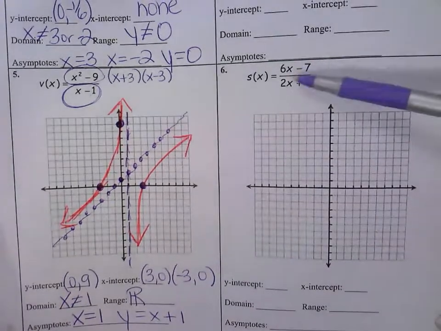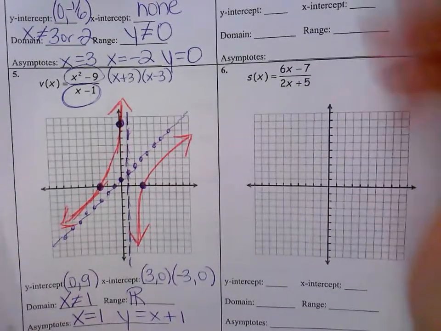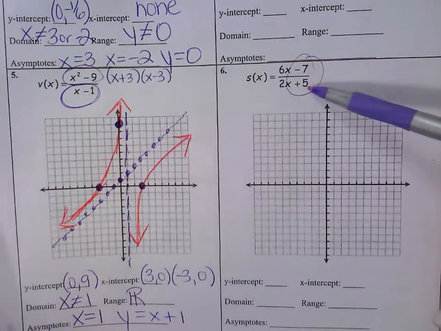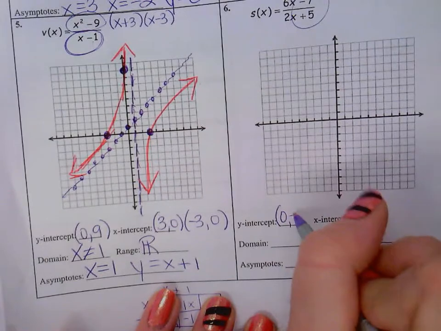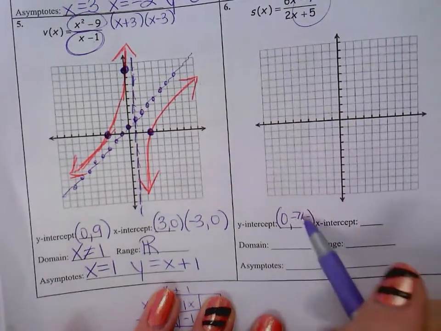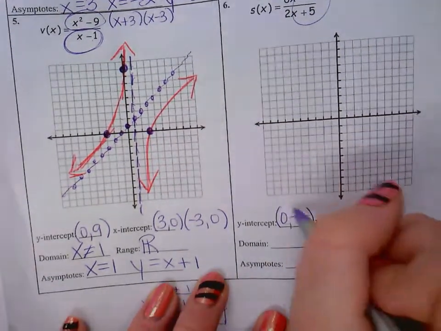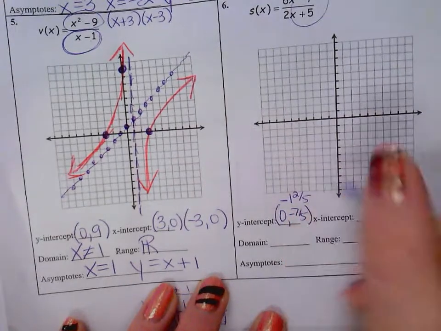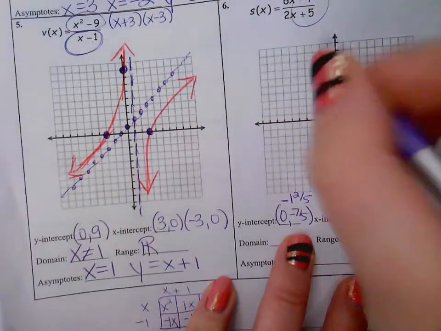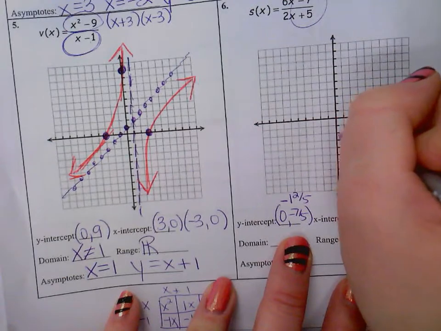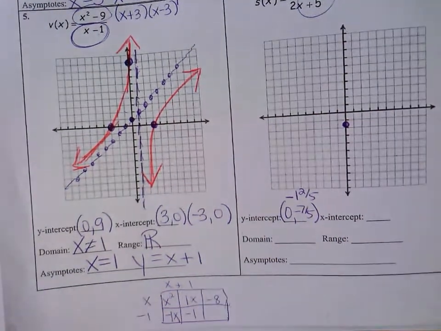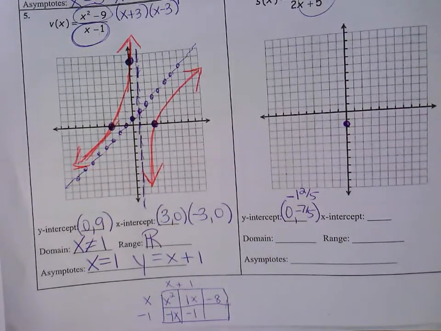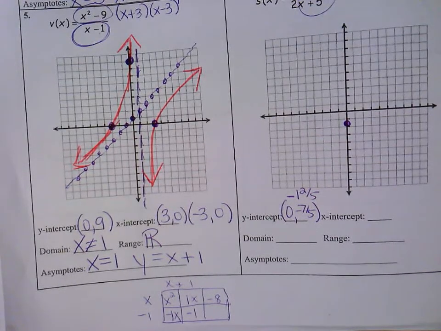So I plug in 0 for x, and I get negative 7/5. So I need to figure out how to graph (0, -7/5). So that's an improper fraction. It's really negative 1 and 2/5. So on the y-axis, it's between negative 1 and negative 2. So just somewhere between negative 1 and negative 2, right? -7/5. It's more than -1, but less than -2, or greater than -2, I guess.